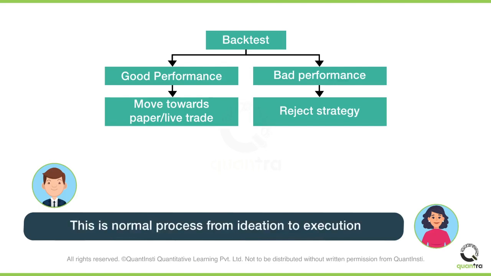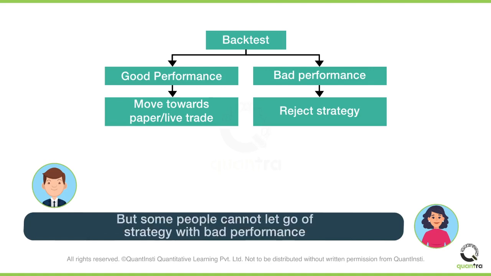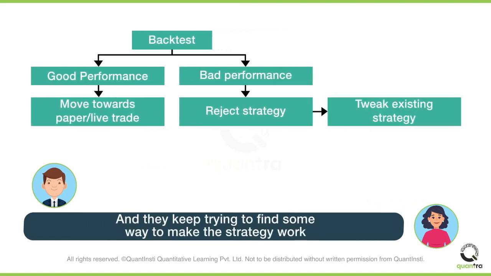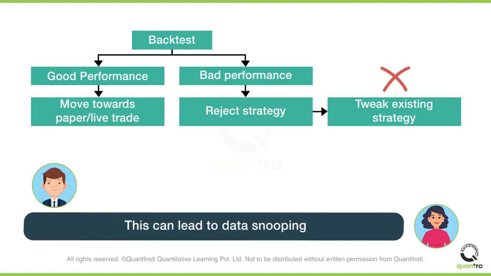Sophie says that this is a normal process from ideation to execution. But sometimes people cannot let go of the strategy which has given a bad performance. They feel that they can still improve it. They keep trying to find some way to make this strategy work by tweaking the existing strategy. This is not correct, as it can lead to data snooping.